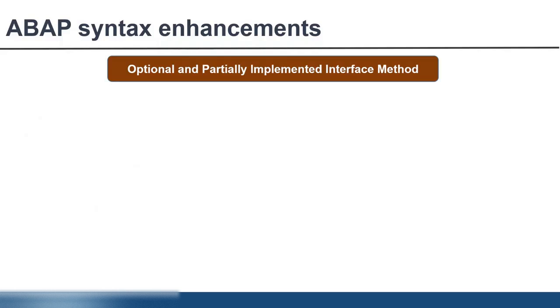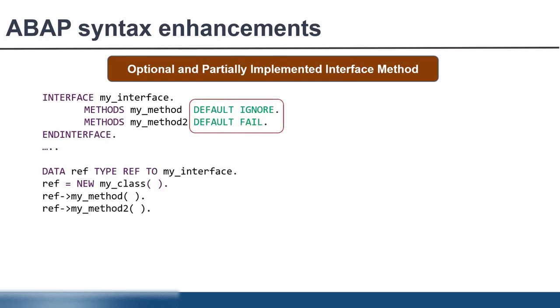Optional and partially implemented interface methods. You can now make the implementation of interface methods optional. The addition DEFAULT makes the explicit implementation of an interface method optional and defines a default behavior for calls of non-implemented methods. It cannot be used in classes but only in interfaces.